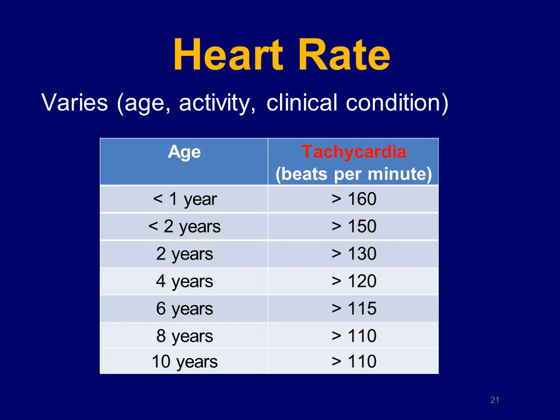Heart rate of a child varies according to age, activity and clinical condition. This table shows the definition of tachycardia for different age groups. In infants less than 1 year, tachycardia is defined as heart rate more than 160 beats per minute. In children less than 2 years old, more than 150. In a 2-year-old, more than 130. In a 4-year-old, more than 120. In a 6-year-old, more than 115. And in an 8-year-old and older, more than 110.